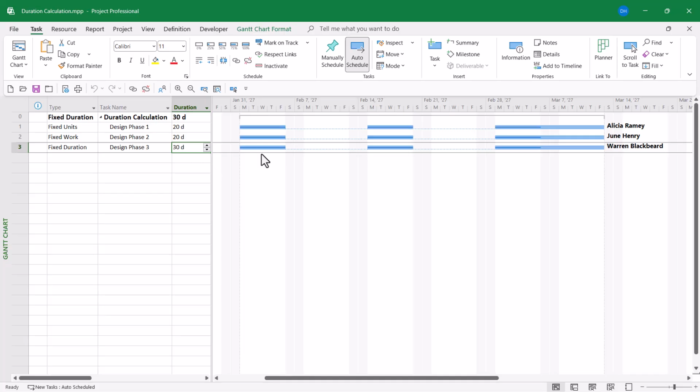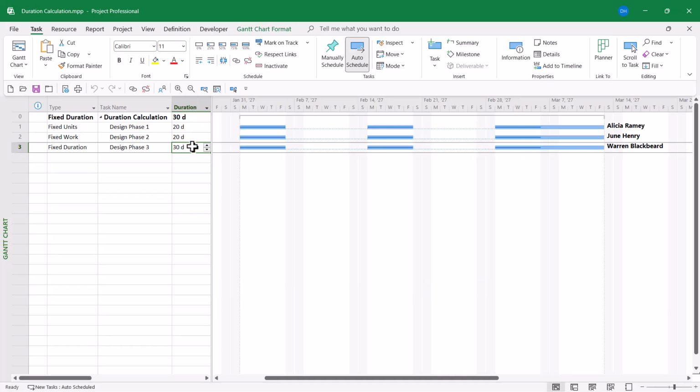5 days of work plus 5 days of split, there's 10 days. 5 days of work plus 5 more days of split, now we're up to 20 days, plus the remaining 10 days of work, which gives us an overall duration of 30 days.